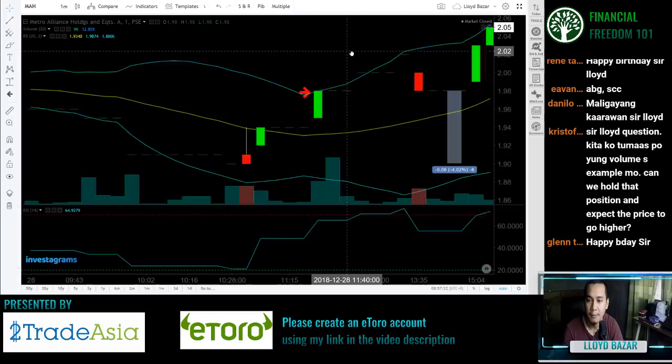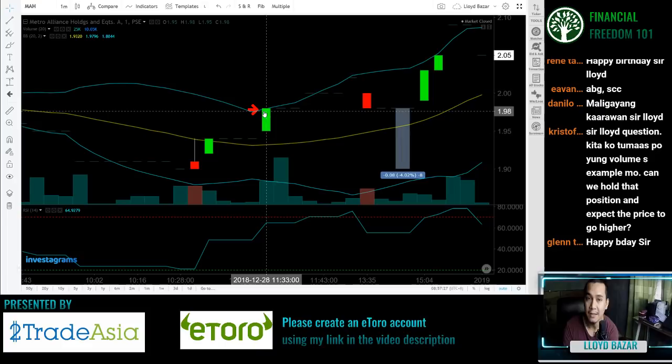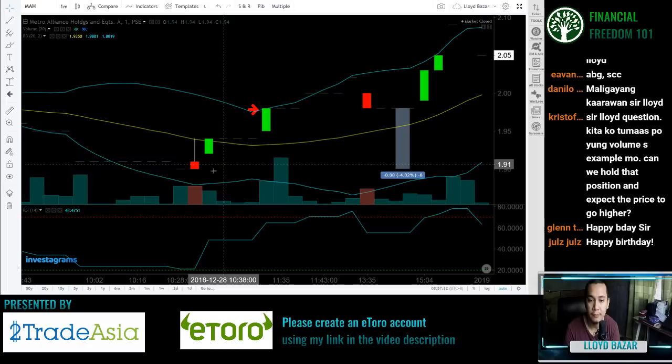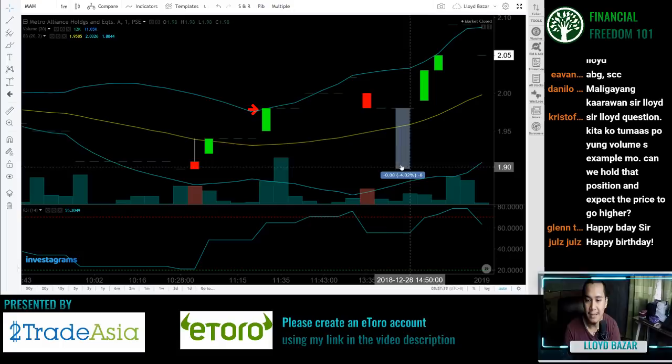Pag pumasok ako dyan, at ayan. Ito yung sinasabi ko. Usually, we're betting on the stock to complete its initial move. Pag nag-trigger yan, gagawa na isang trend yan pataas. Right? So, we're risking negative 4%. Our take profit, number one, should be positive 4%.